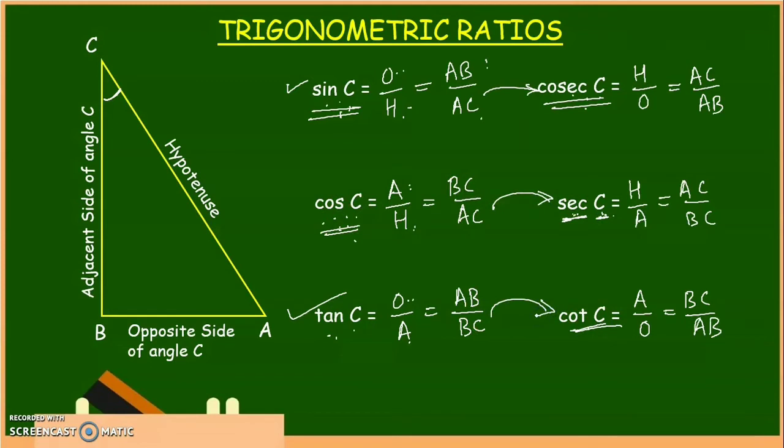So simply you have to remember the formula for sine and cos, and based on this you can write down the formula for all different trigonometric ratios. So this is the basic of trigonometric ratios. Now let's see some questions based on these formulas. See question number 1.